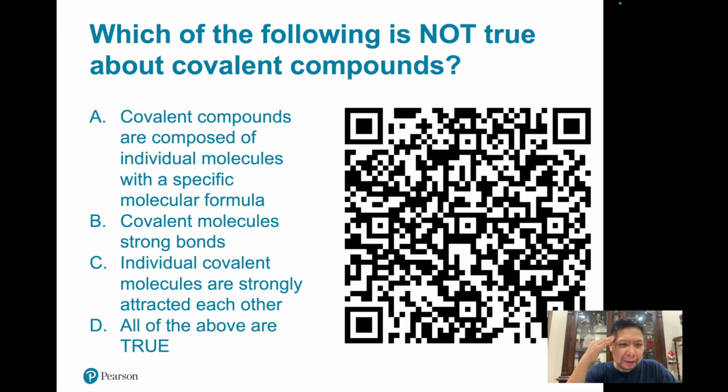So, one more time. Which of the following is not true about covalent compounds? Covalent compounds are composed of individual molecules with a specific formula. Covalent molecules have strong bonds. Individual covalent molecules are strongly attracted to each other. Or all of these are true. I'll give you a second to answer those, either in the comments or with your QR code, just to make sure you're actually watching the video. All right, go ahead and answer that.